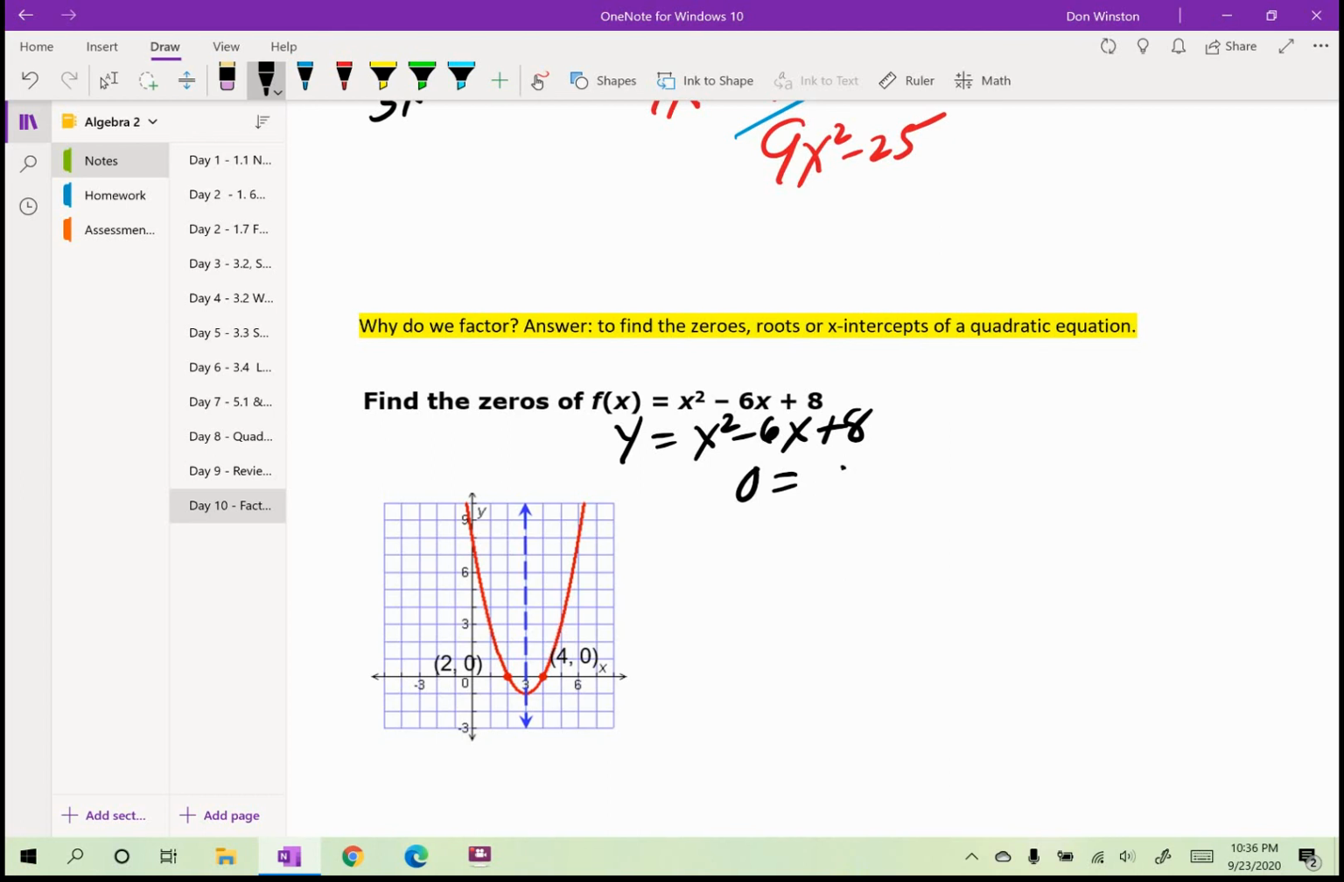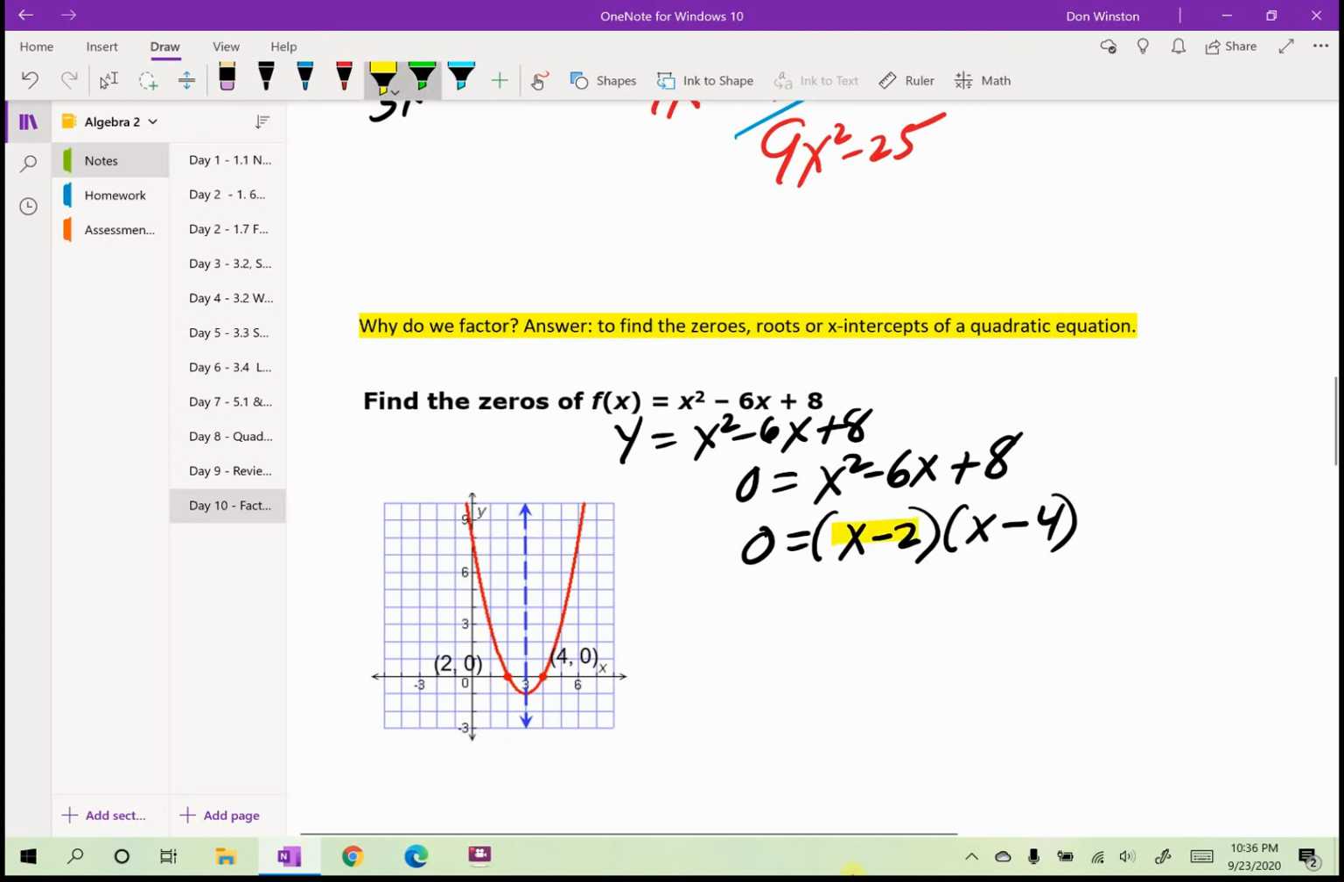So we set that side equal to 0. So 0 equals x squared minus 6x plus 8. We set y equal to 0. And then we factor. We factor factors of positive 8 that add up to negative 6. Well, that would be x minus 2 times x minus 4, and it's equal to 0. So I have two factors, x minus 2 and x minus 4.